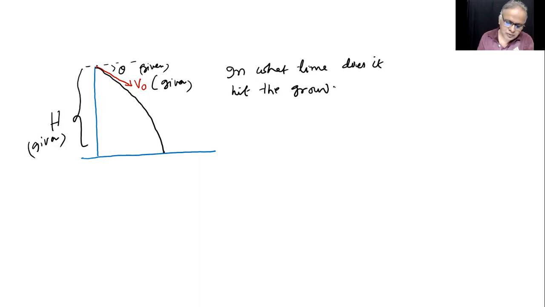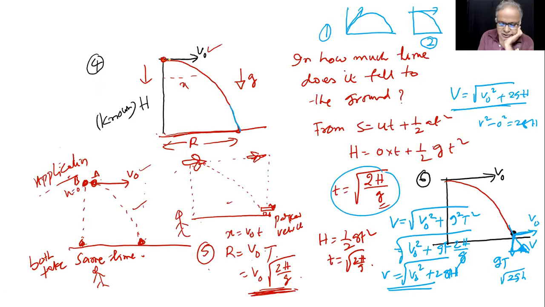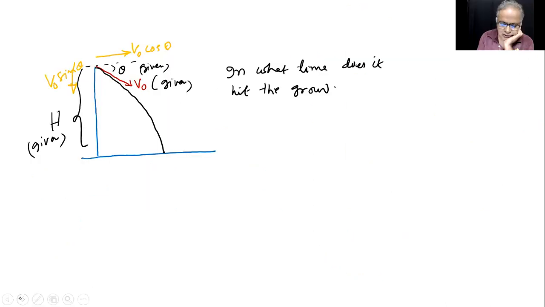What should I do? Resolve the velocity. This is V0 cos theta. And downward direction V0 sin theta. So the times won't be same for a body like this and for a body freely dropped. Do you follow? That was the case only when the velocity is completely in the horizontal direction.